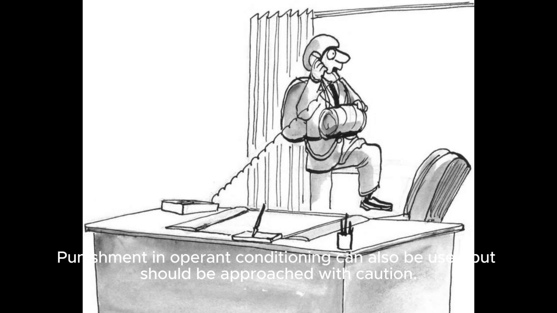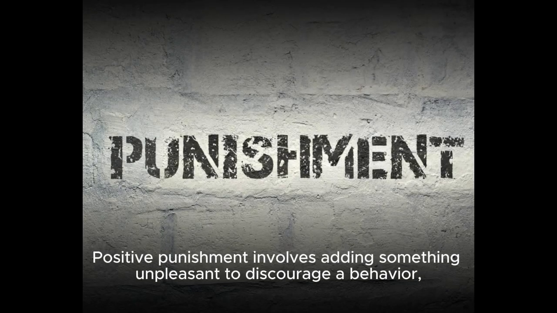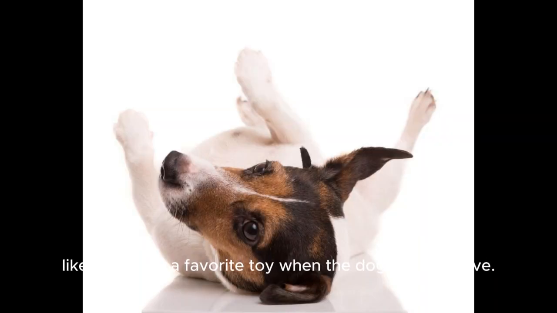Punishment in operant conditioning can also be used but should be approached with caution. Positive punishment involves adding something unpleasant to discourage a behavior, such as a firm no or a quick squirt of water when the dog misbehaves. Negative punishment involves taking away something desirable, like removing a favorite toy when the dog is aggressive.